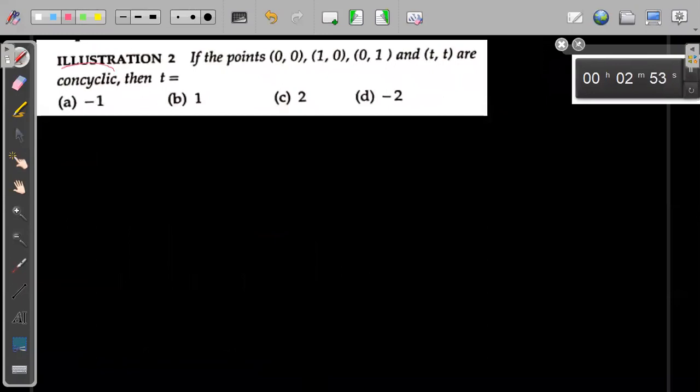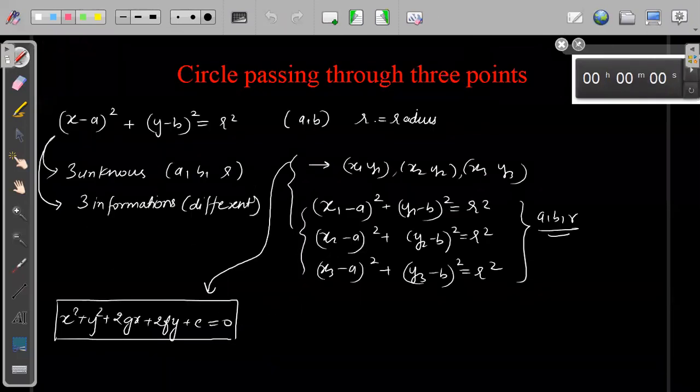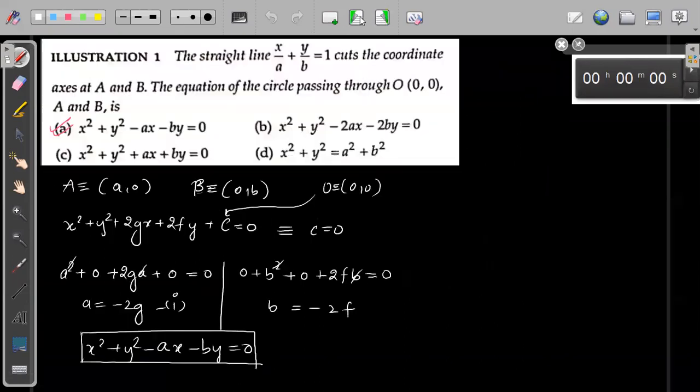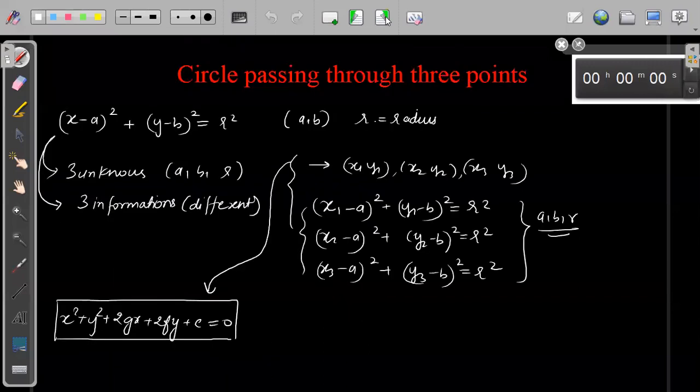Concyclic means these points lie on the same circle. Sir, can you solve using the previous method? Even if you use this one, the first equation you will get is 0 a square plus b square. Even then you will get the answer, but maybe it will be lengthy. So let's see.